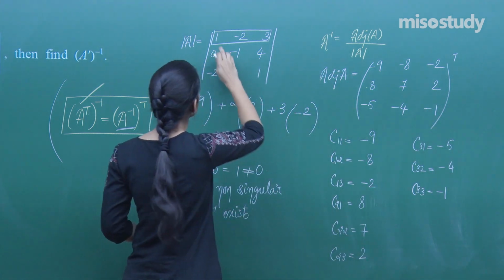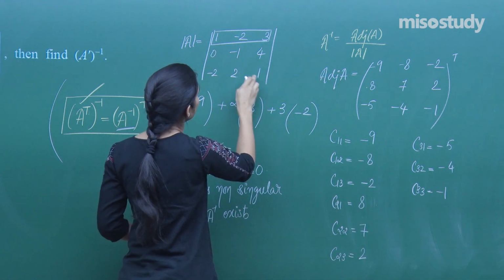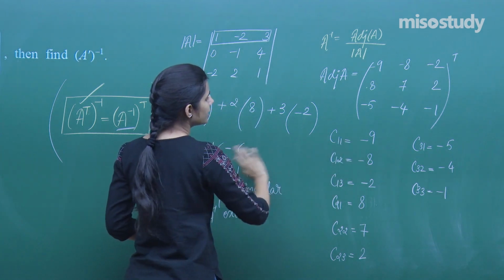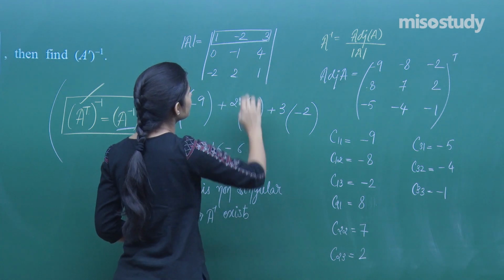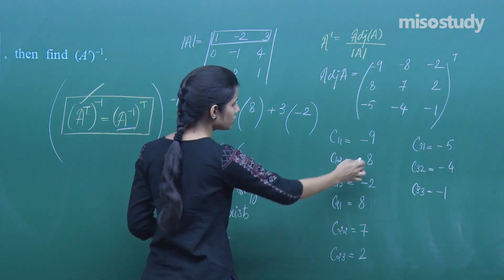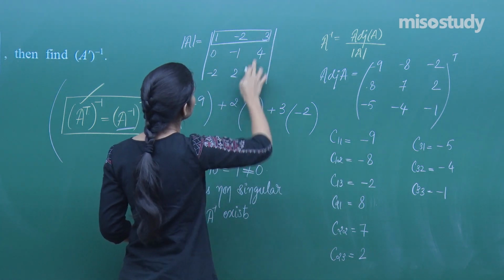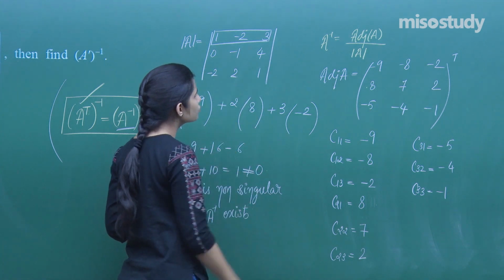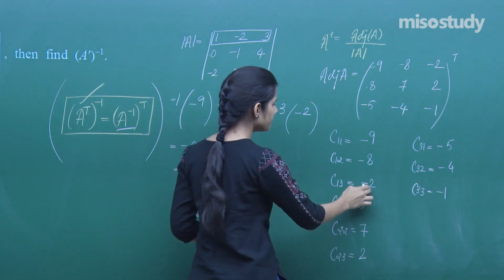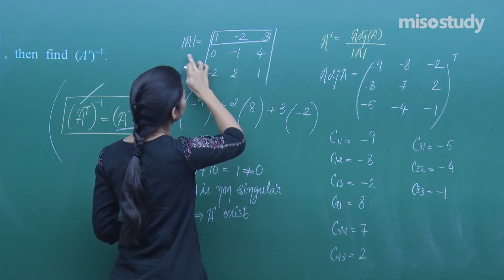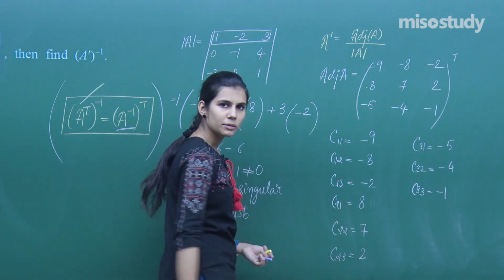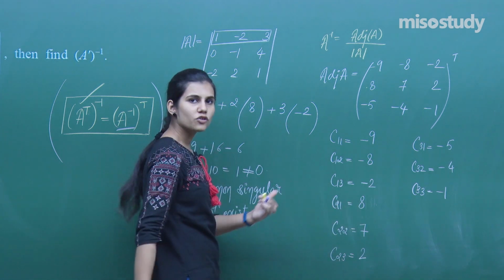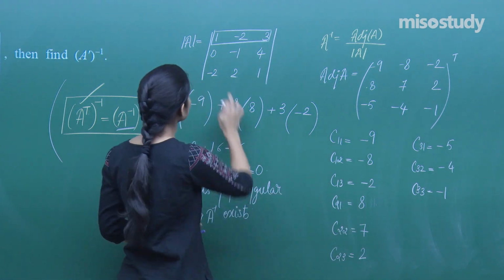Let's just check. C11 would be -1 minus 8, that is -9. Then C12, first row, second column, it will be 0 plus 8, so it will be just an 8 with a minus sign. Then C13, it will be 0 minus 2, so it will be -2. Then C21, it will be -2 minus 6, so it is -8 with a plus sign, so it will be minus of -8 basically, so 8 with a plus sign.